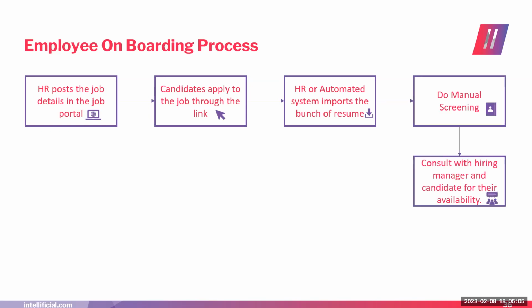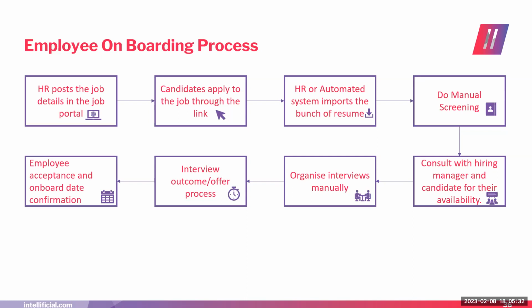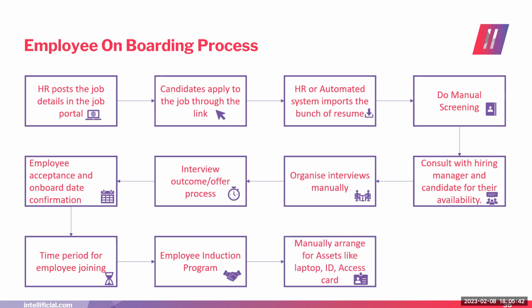HR or automated systems import the bunch of resumes and they do the manual screening. And after the manual screening is done, which is already a lot of time, they consult with the hiring manager and the candidate for their availability. This adds to the further addition of time, and they organize the interview manually. For the interview outcome process, they wait for the interview to happen and they will wait for the outcome, and it begins the offer process. If the candidate is selected in the interview, the offer process goes on. And if the employee accepts the offer, there will be an onboard date confirmation, and there is a time period for employee joining, and the induction program happens, and manual arrangement of assets like laptop, ID, access cards begins to happen. So this whole process takes a lot of time, at least a month or 2 months.